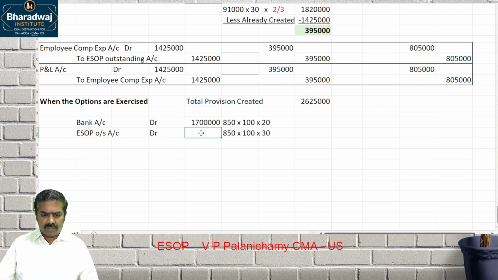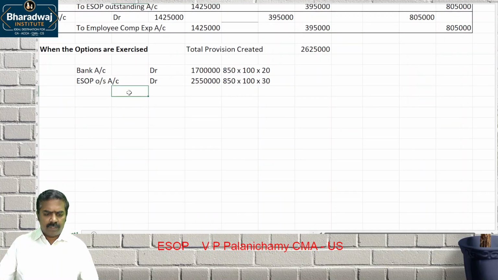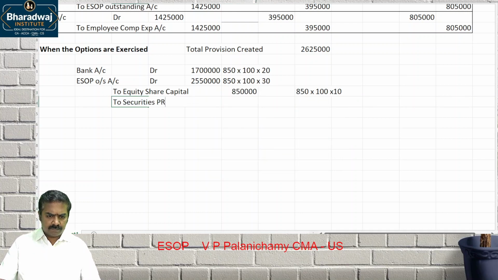This will be 30. How much? To equity share capital. Take it along with me. No need to wait. To equity share capital, 850 into 100 into face value 10 rupees. To securities premium, the balance.